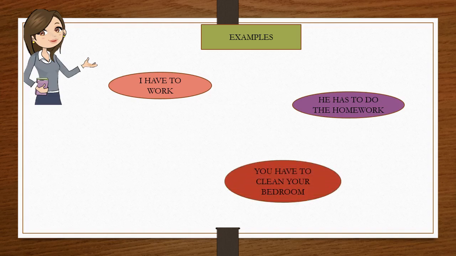The other one says you have to clean your bedroom. In this sentence is something mandatory that someone else has to make. That's why it says you have to clean your bedroom. In this case, we can say that the mother is telling the boy or girl that cleaning the bedroom is something obligatory that he or she has to do.